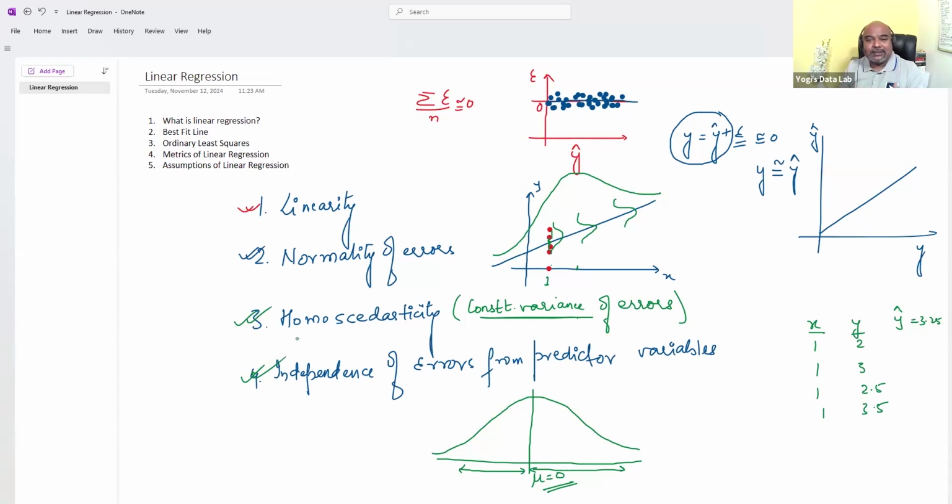How do we test this? What are the tests that we do? How do we check these assumptions of linear regression? We'll see when we talk about the case study. This is all we have on linear regression to understand what it is, how you go ahead and identify your best fit line, what is OLS, what are the metrics that we require, and what are the assumptions.